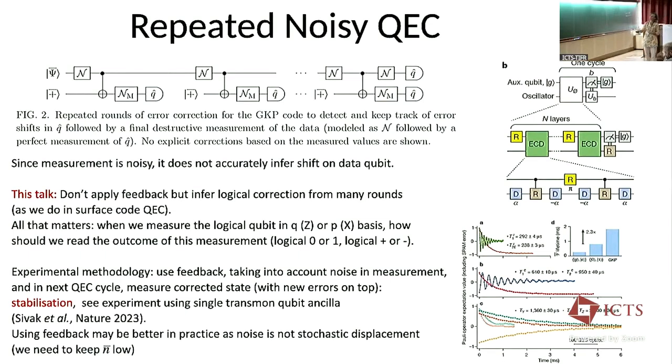And then they see decay curves, in the sense that these are decay curves of Pauli operators. So for example, you prepare an eigenstate of Pauli Z initially, and then you do this repeated process, and this expectation value of 1, say you prepare a Z equals 1 eigenstate, goes to 0 over time, for example, like this. Right, so the point is that in the experiment, they use immediate feedback, taking into account the noise and the measurement, and in the next QEC cycle, you measure the corrected states.